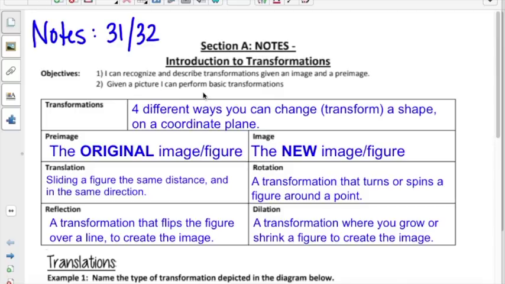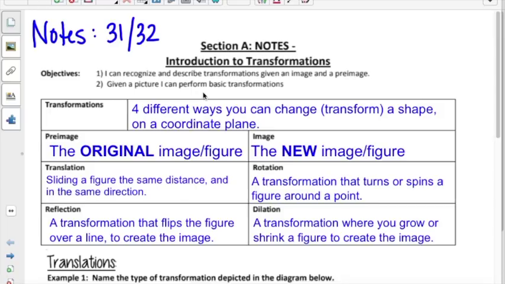So what we're doing this week is transformations, which is you have an image on the coordinate plane, and there are 4 different things that you can do to it. We have a pre-image, which is the original image or figure that you start with, and then we have what's called the image, which is the new transformed image or figure.